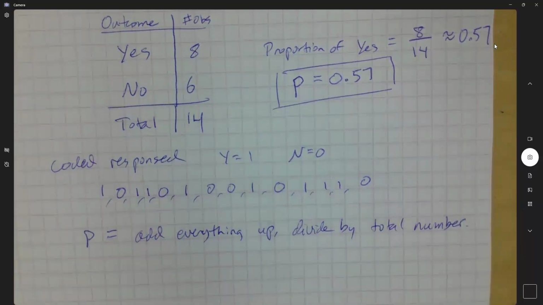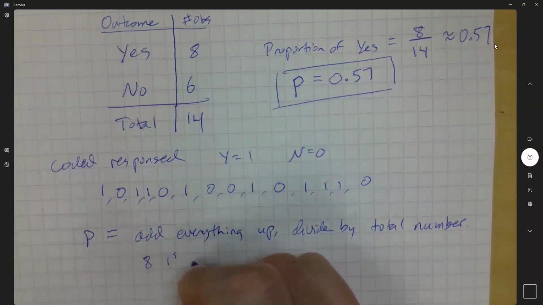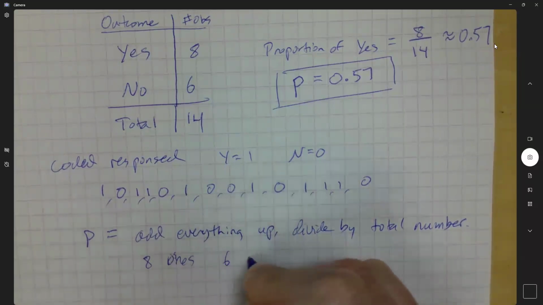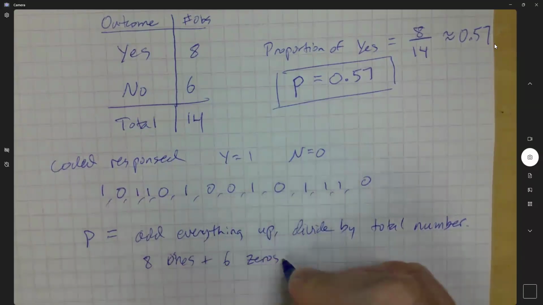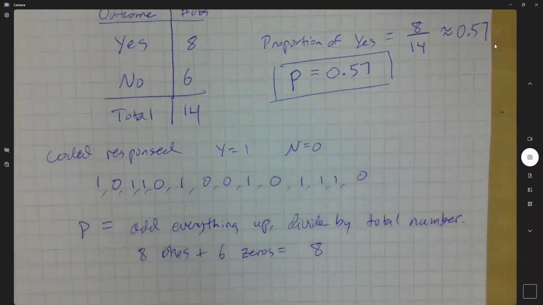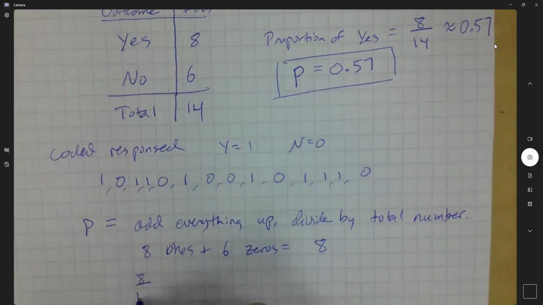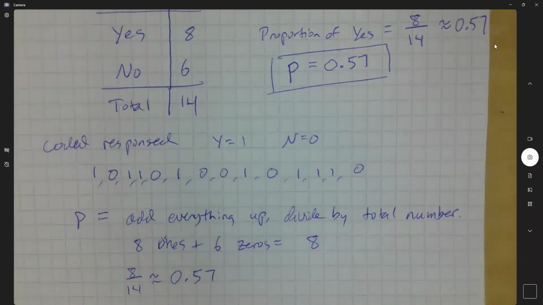All right, because it's a yes, you get a 1, a 0, you get a no. So when you add everything up, you're going to get 8 ones and 6 zeros. When you add those together, you get 8. And so you just take the 8 over 14, which is 0.57. So that's the main reason we code binary data as zeros and ones, is it makes it really quick to calculate the proportion.